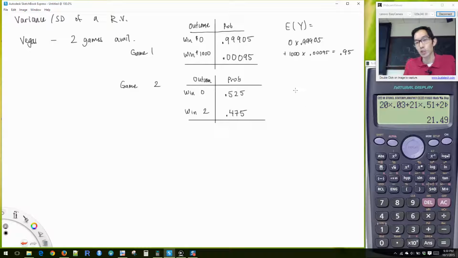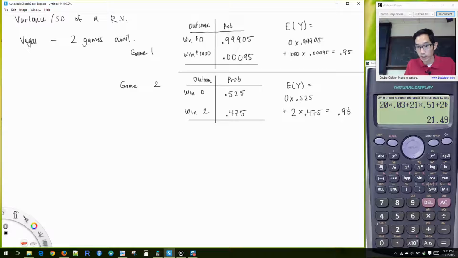Okay, what about game 2? What is the expected value for game 2? It's the same, right? I've tried to pick these numbers so that we have this. I would do 0 times 0.525 plus 2 times 0.475, and I get 0.95. Okay. Now, obviously, if you were to just add up 0 and 1,000, divide by 2, and 0 and 2 and divide by 2, you would get the wrong answer, right?